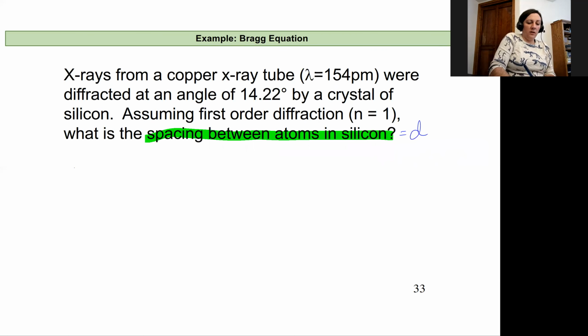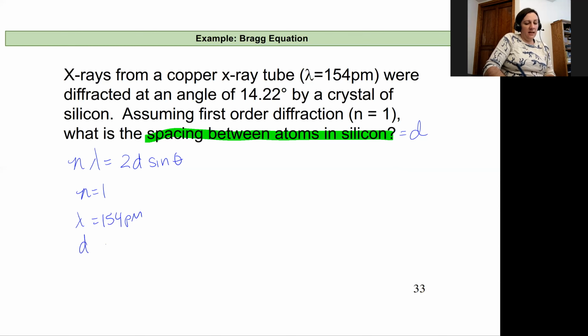So we have our equation, n lambda equals 2 d sine theta. Our n is going to be equal to 1. Our lambda, we're told, is 154 picometers. We want to calculate d, and our angle of diffraction is going to be 14.22 degrees. So I'm really just plugging into the Bragg equation to determine what that distance is. I just really need to identify that that's the equation to use here and then plug in.